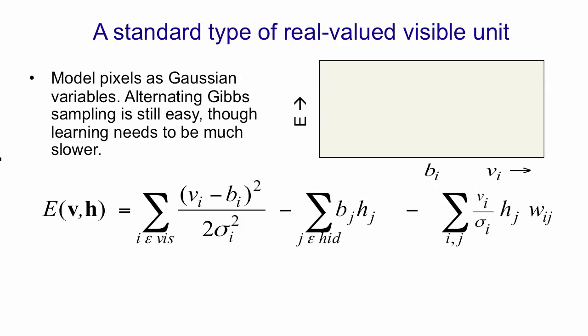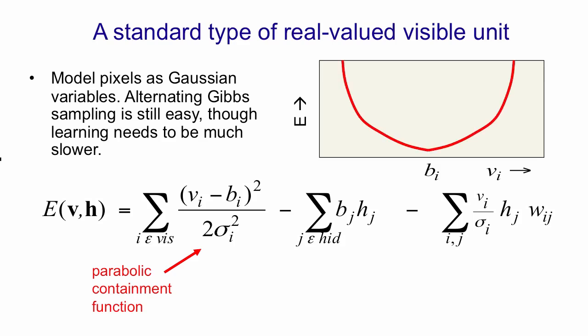The first term on the right-hand side is a kind of parabolic containment function that stops things blowing up. So the term in that sum contributed by the ith visible unit is parabolic in shape. It looks like this. It's a parabola with its minimum at the bias of the ith unit, and as the ith unit departs from that value, we add energy quadratically. So that tries to keep the ith visible unit close to b_i.